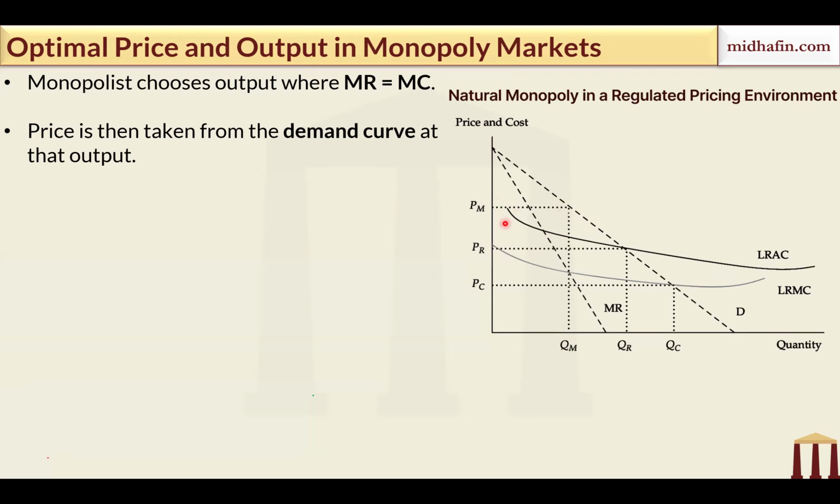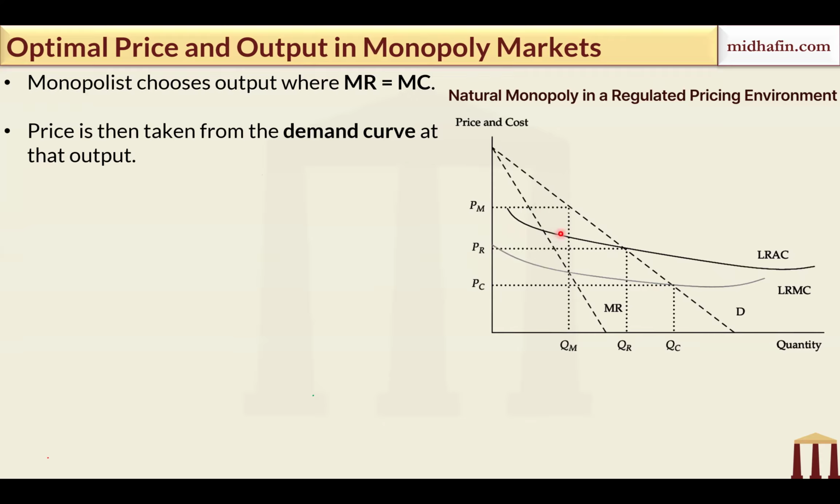And what is the total cost? Just see the average cost curve. For this particular quantity, what is the average cost? This is the average cost. So you have to extend from here and make this rectangle. The idea will be the same. This will be the total cost and this area will be your economic profit. The same thing that we have done earlier.